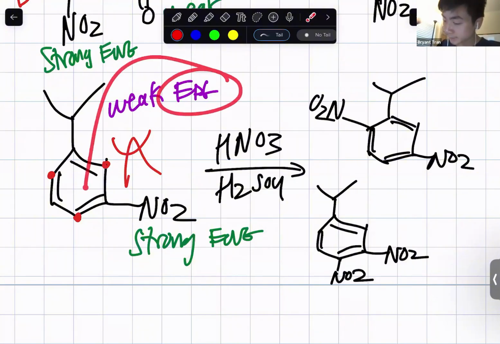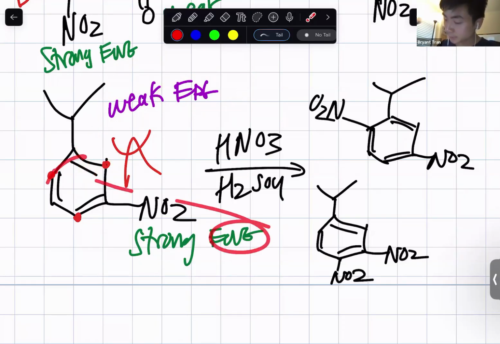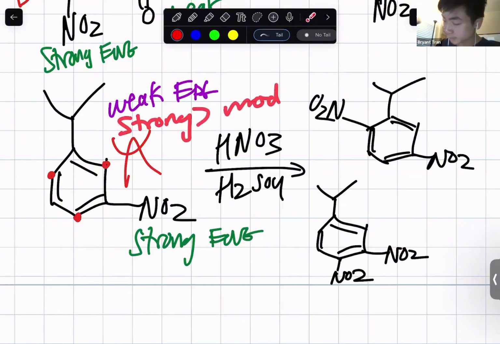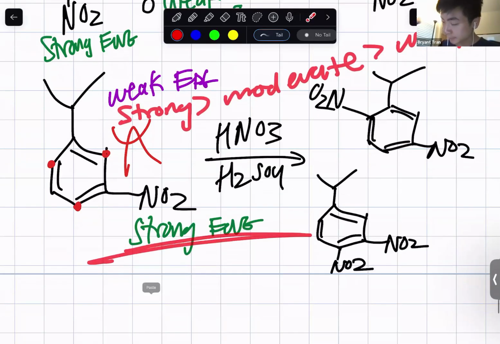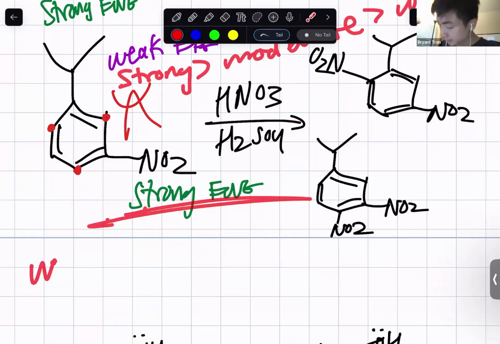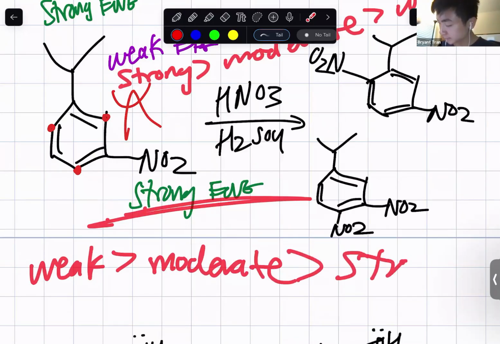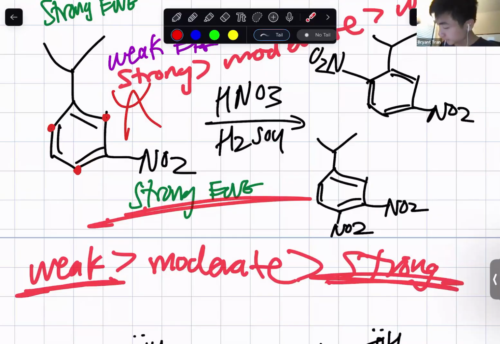Because all EDGs activate the benzene, making the benzene stronger, more nucleophilic, whereas all EWGs weaken the benzene, make the benzene slower at these mechanisms, right? So that's why when we talk about EDGs, strong will always overpower moderate, which will always overpower weak. And that's more intuitive when we talk about EWGs, right? Because when we talk about EWGs, weak EWGs will overpower moderate EWGs, which will overpower strong EWGs, right? Because the weak EWGs do not deactivate and slow the benzene as much as the strong EWG, right?